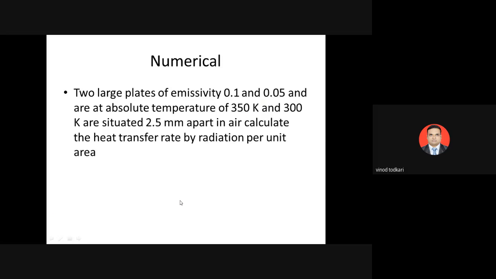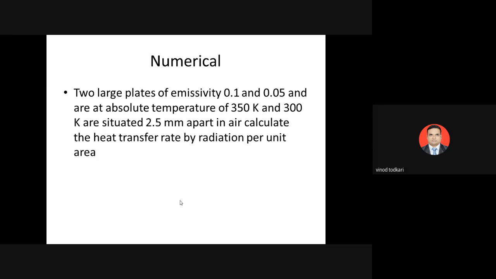In the last lecture, we worked out this numerical. I will just read out this numerical for you. I will just take two minutes of your time. Two large plates of emissivity 0.1 and 0.05. So epsilon 1 and epsilon 2 are given. Their absolute temperatures are given. So T1 is 350 Kelvin and T2 is 300 Kelvin. The distance between the two plates is given, but it is not our cup of tea. We are not interested in the distance, because what we require are simply the values of T1, T2, epsilon 1, epsilon 2.